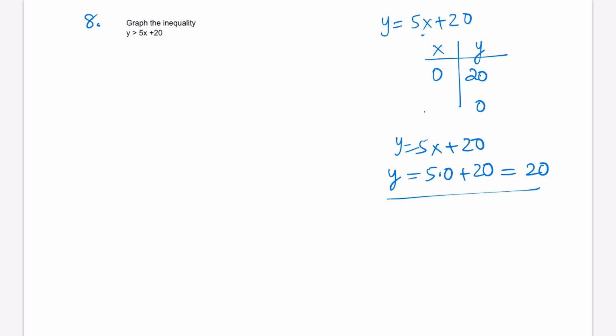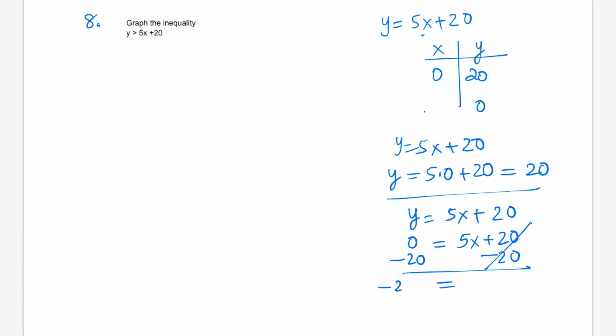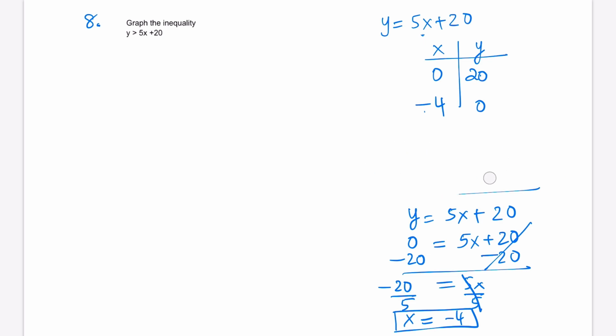And when y is 0, let's go back to 5x plus 20. When y is 0, what is x? 0 is equal to 5x plus 20. Remove 20 on both sides. I'm left with minus 20 is 5x. So divide both sides by 5. I'm left with x equal to negative 4. Alright, so we have this table: when x is 0, y is 20, and when y is 0, x is negative 4. So we know how to do that.